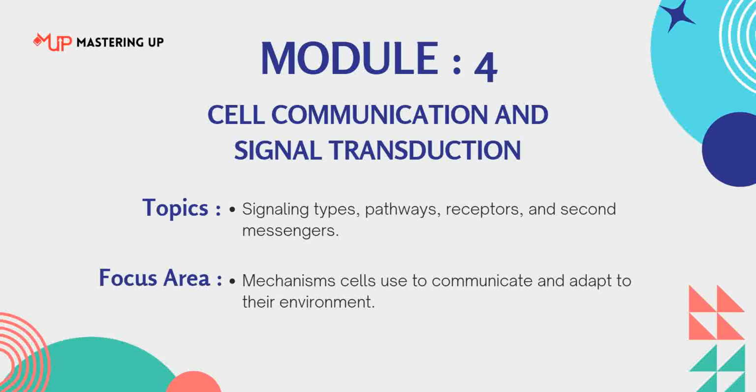Now move on to module 4, which is about cell communication and signal transduction. Cells communicate with each other through signaling pathways. In this module, we will explore the types of signaling, how receptors on the cell receive messages, and how second messengers amplify these signals. This type of communication is crucial for the cell to adapt to its environment, just like how a phone receives a signal and carries out specific actions. Cells use signaling pathways to respond to changes in the environment.